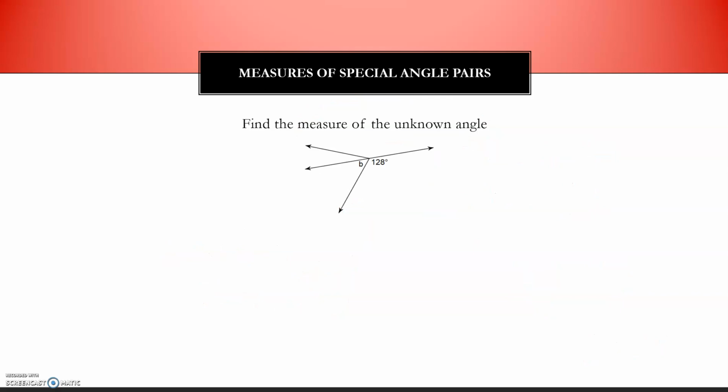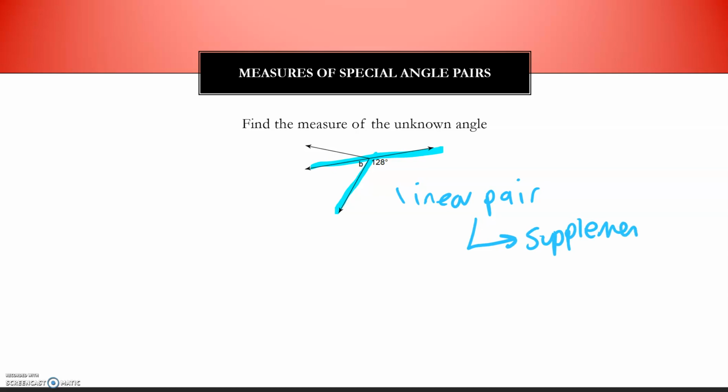This is a linear pair. And we said that a linear pair splits a straight angle into two pieces. This means they are, remember, supplementary. And supplementary means they sum to 180. And that is a fact. Linear pairs are always supplementary.